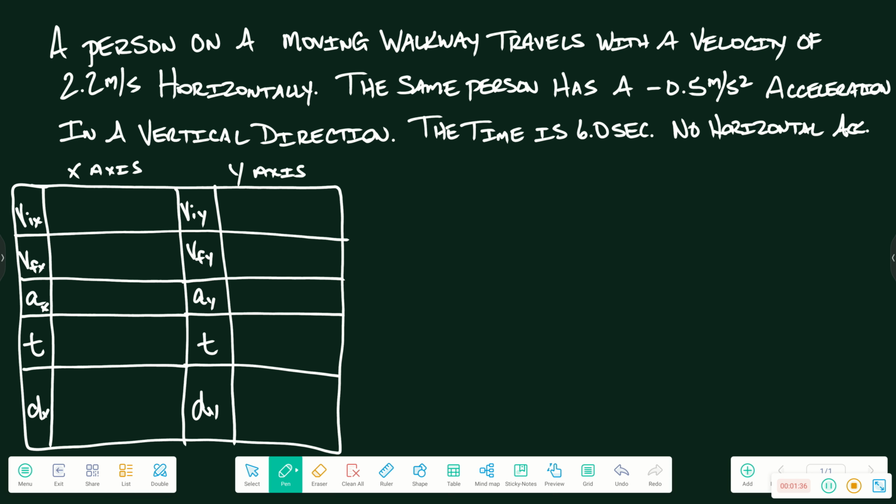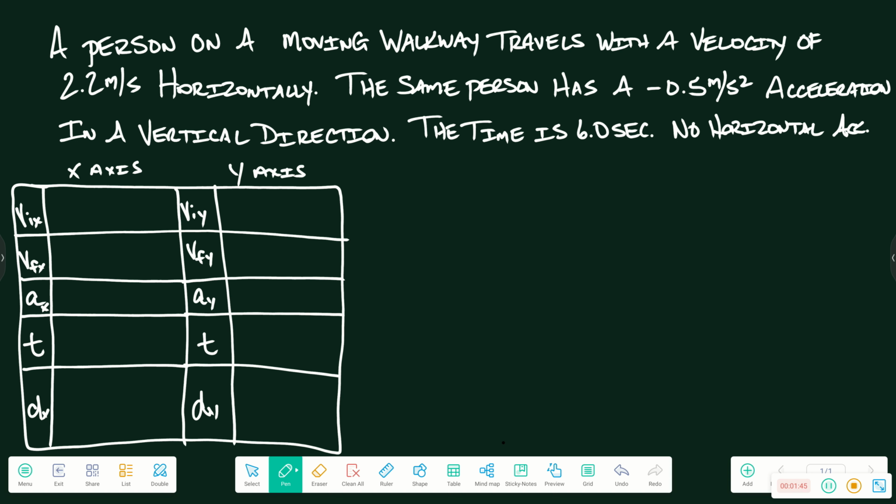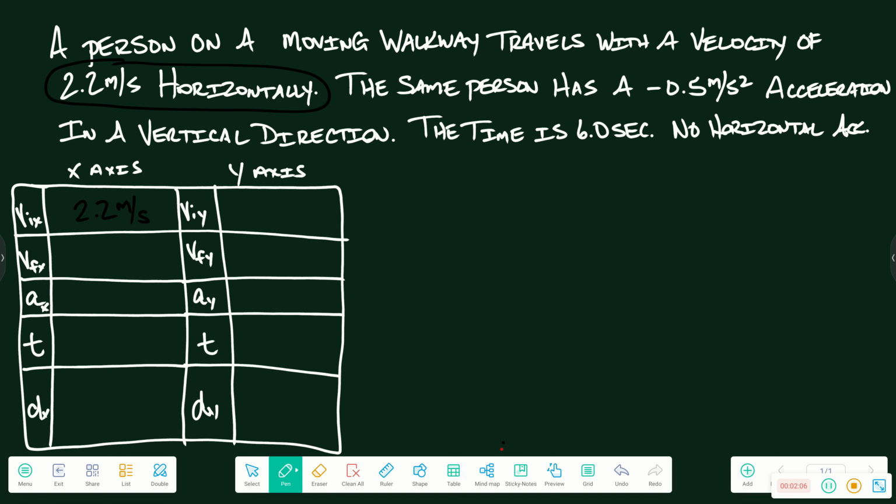Okay, so let's go in and look at what we need to fill in. First things first, what's the first number we come up with? It's 2.2 meters per second horizontally. So that's going to tell you it's got an initial velocity of 2.2 meters per second on the x-axis. All right, next. What's the next number that we have?